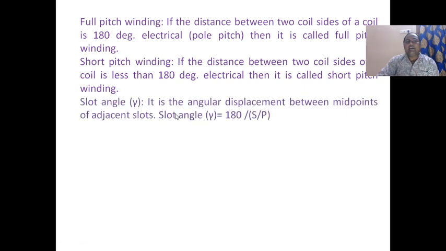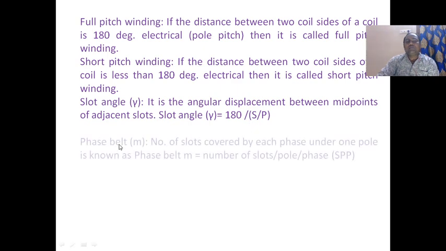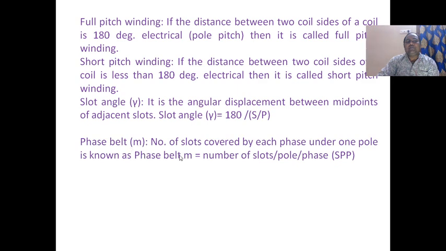Slot angle is the angular displacement between the midpoints of adjacent slots. Slot angle gamma is equal to 180 divided by S by P, that is the slot angle gamma. Phase belt m: the number of slots covered by each phase under one pole is known as the phase belt m, which is equal to the number of slots per pole per phase, SPP.